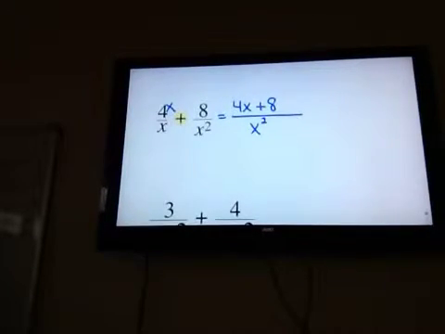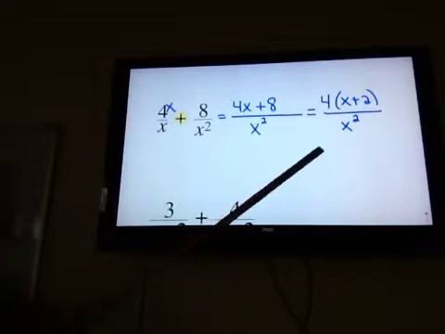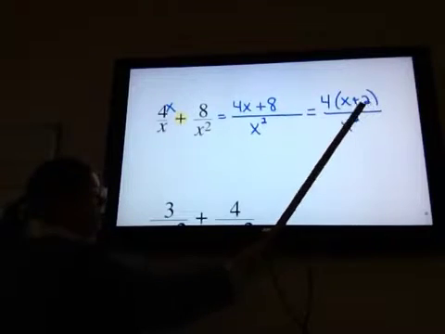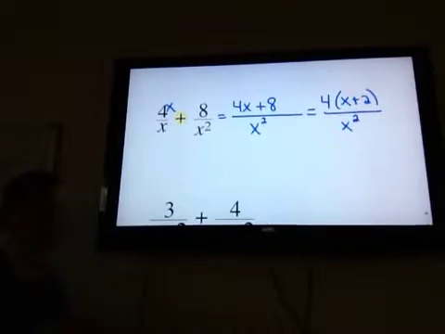Add, factor, reduce. Can I add 4x plus 8? Can I add those two together? No, because one has an x and one doesn't. Can I factor 4x plus 8? Since I wrote an equal sign, there's a good chance I can. I can take out a common factor of a 4. And then can I reduce anything? No. This x is with this group. It's part of a group. Never take away part of a group. So that's my final answer. I'm done.